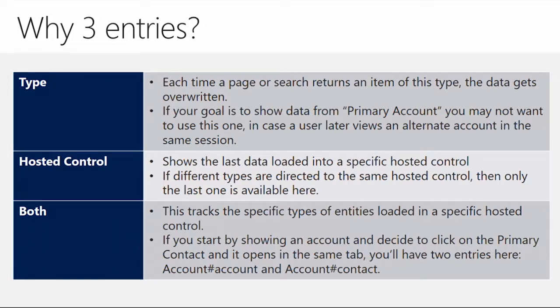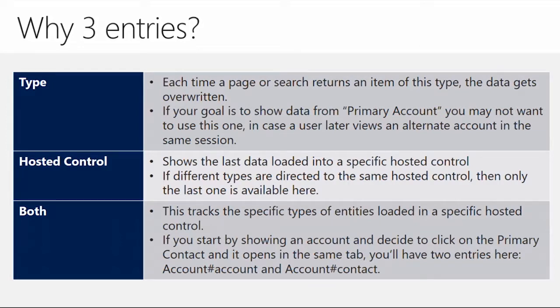So basically what you're seeing in that scenario from a type standpoint is the contact with the small c, the type one, is the last contact record that was loaded into that session. The one with the capital C is the last data that was loaded into that hosted control, no matter what it was, even if it was an account.